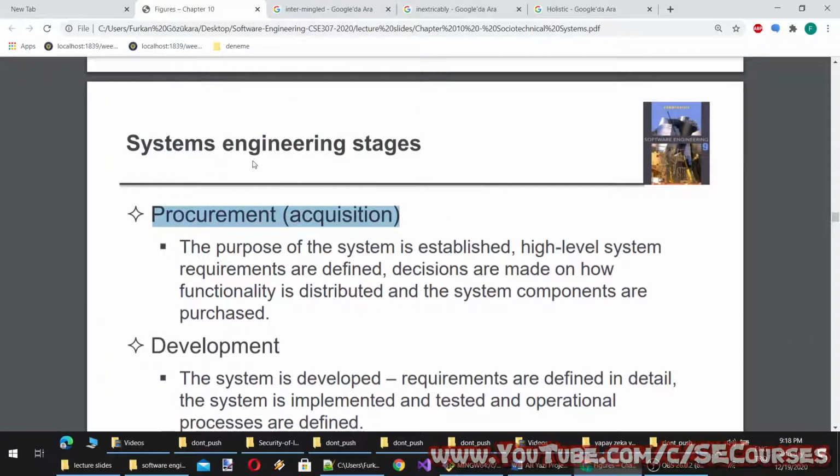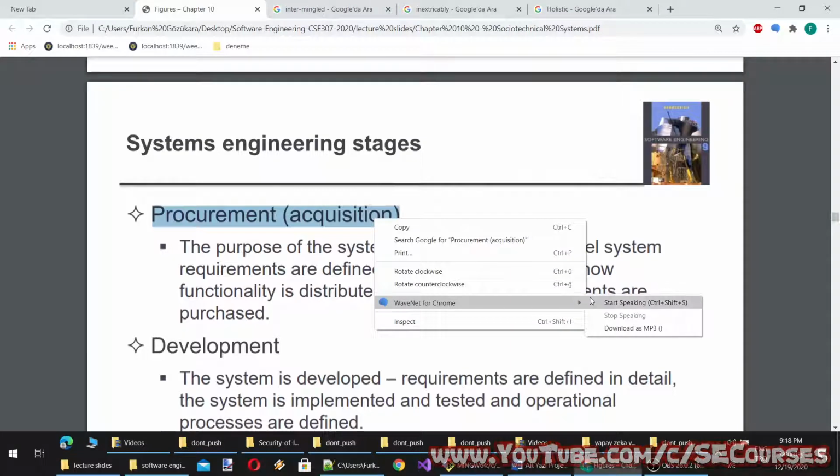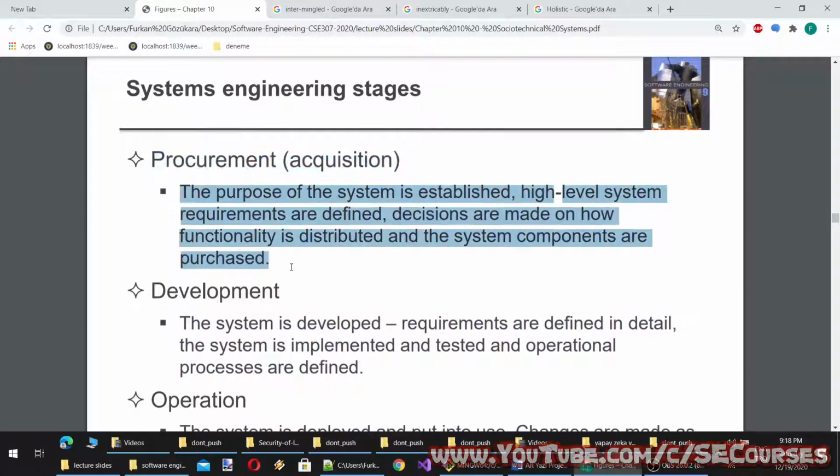Systems engineering stages. Procurement, or acquisition. The purpose of the system is established, high-level system requirements are defined, decisions are made on how functionality is distributed, and the system components are purchased.